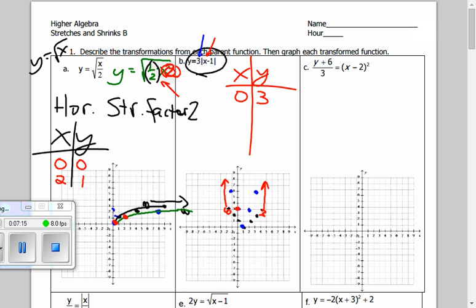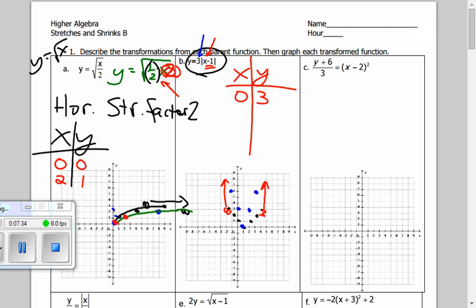So my graph is the blue one. This is my finished graph. The black one was the parent graph I started with. Actually, I started and then I moved the black one over 1 spot because of that -1 right there.